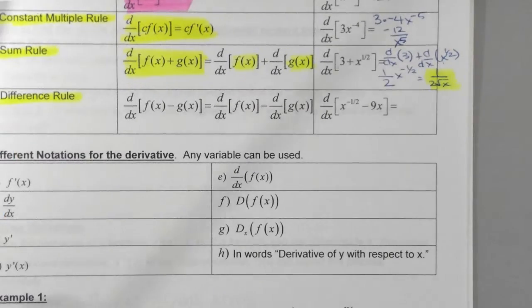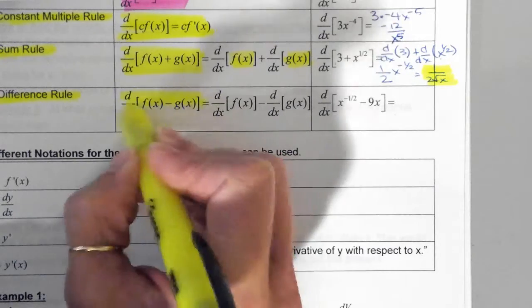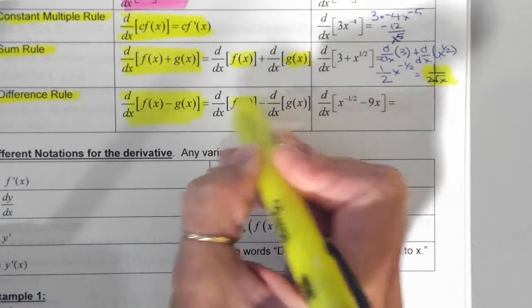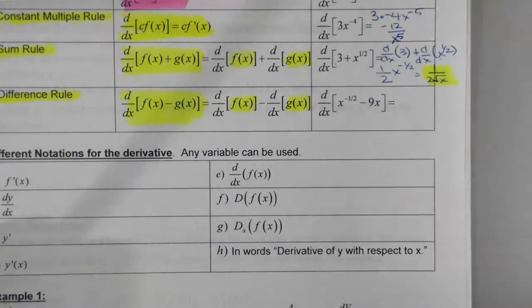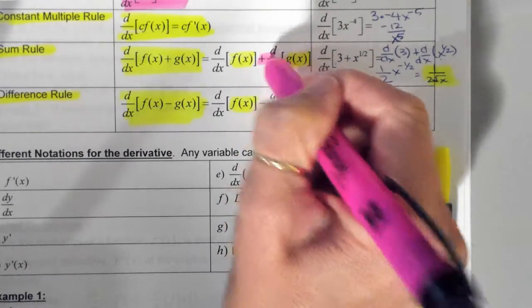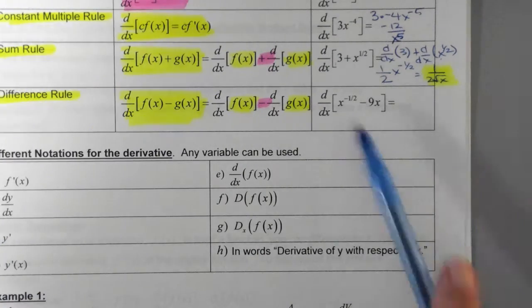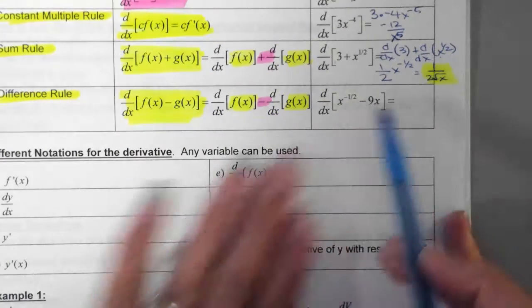Okay? And then the last one is the difference rule, which ideally is the same thing as the sum, except now it's the difference. So again, you're going to take the derivative of these independently. So like I said, the only difference between these two is this is the sum and this is the difference. Okay, so since I wrote it out for the first one, I'm not going to write it out for the second one. We're just going to take the derivative.